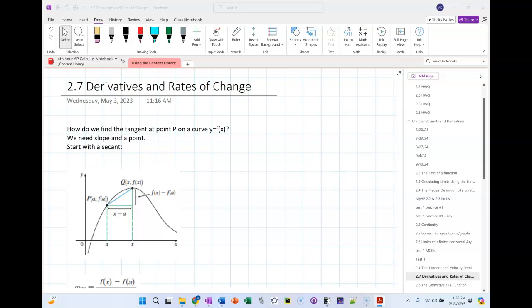So these two sections, 2.7 and 2.8, are going to be very important going forward. In these two sections, we're going to be defining and developing the idea of a derivative, which we'll be using throughout the entirety of the rest of first semester.